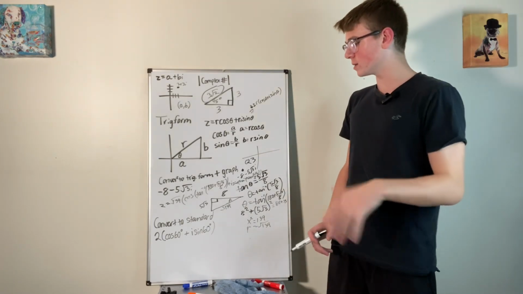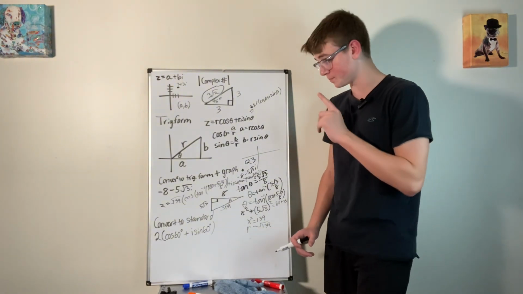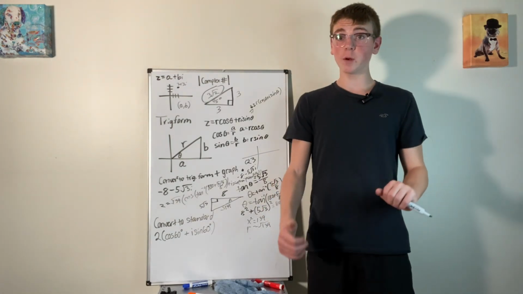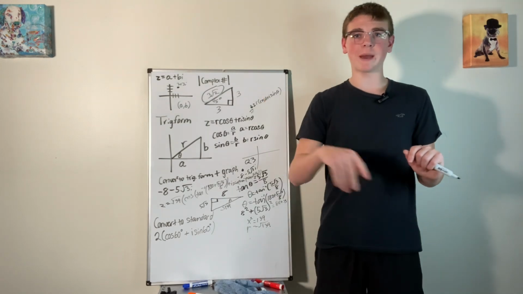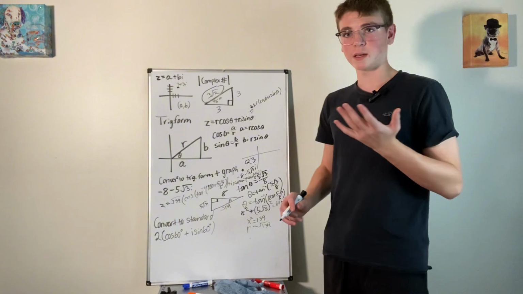Okay, now convert to standard form, which we end on an easy one. It should be easy compared to that. 2 cosine 60 plus i sine 60. The nice thing about trig form is you can get right back to standard form when you have the angle. So cosine 60 degrees.